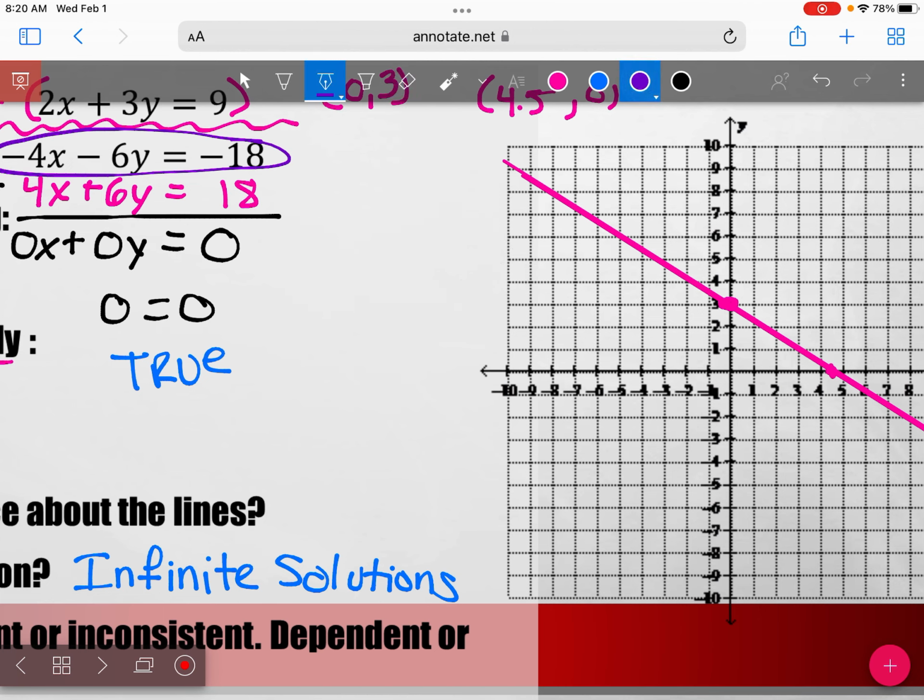So y would be 3, is what I heard. So if x is 0, y is 3. What about if y was 0? If we block out the y's, what do we get?